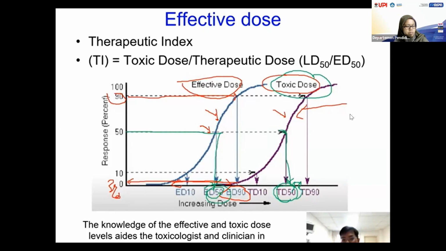So you can see, the larger the number, that means the value of this LD50 is actually far to the right. So the larger the number, the better the separation between the effective dose response curve and the toxic dose response curve, which means that the toxic effect of the drug is less. This kind of knowledge of the effective and toxic dose levels is very important to aid toxicologists and clinicians to determine the relative safety of the drugs, of the pharmaceutical.